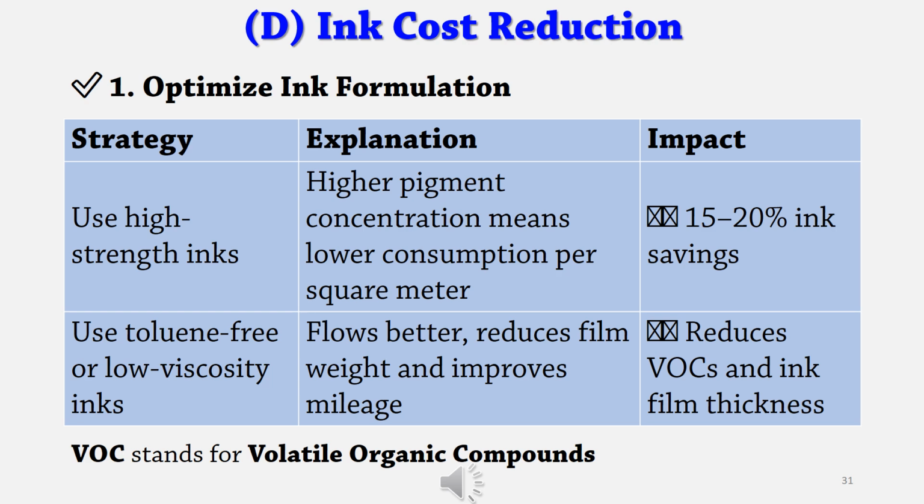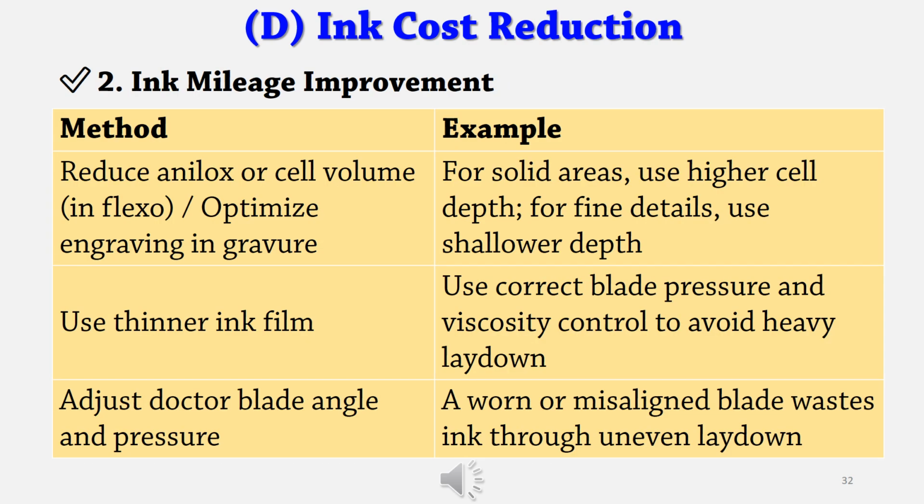Second strategy is to use toluene free or low viscosity inks, which flow better, reduce film weight and improve mileage. Impact is reduced VOCs and ink film thickness. VOCs stand for volatile organic compounds. Ink mileage improvement will help to reduce ink cost.